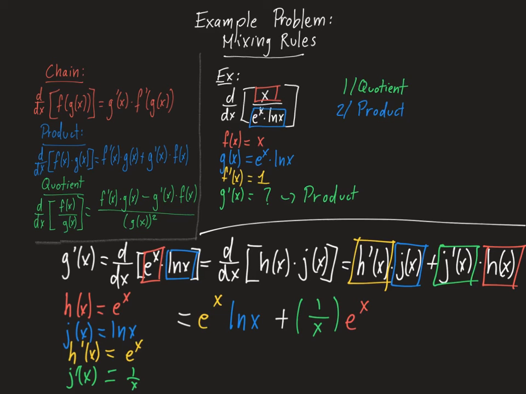Now, once again, I want to emphasize that what we've calculated here is just the function that needs to go in this last slot here. It's that missing g prime of x that we need to do our quotient rule up top. So let's rewrite that up here. We now know what g prime of x needs to be. And g prime of x is going to be e to the x times natural log of x plus 1 over x times e to the x.